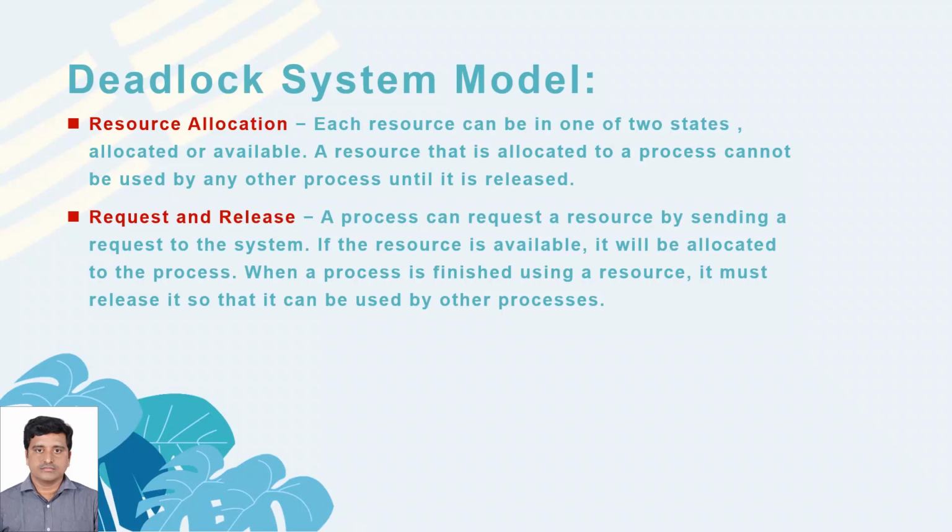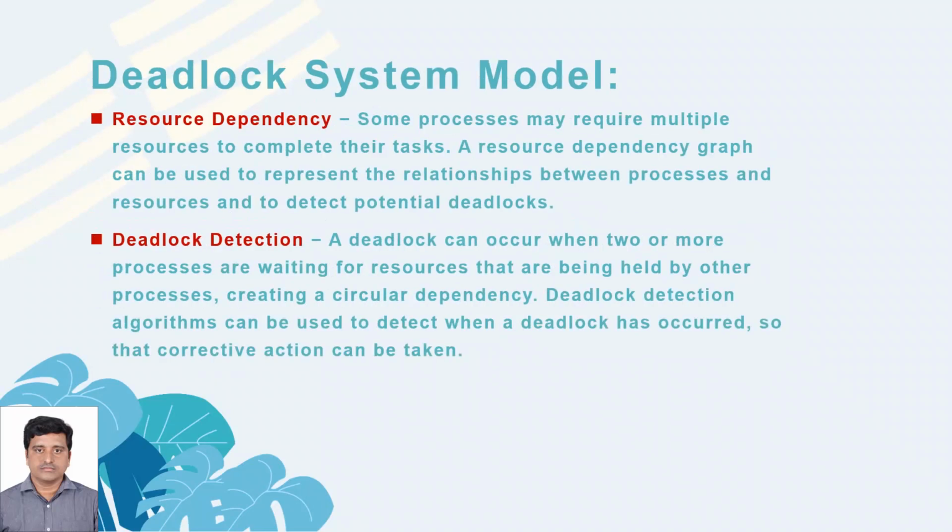Next one is request and release. Already we discussed. Request is when we request some resource, like sending a request to the system. If the resource is available, it will be allotted to the process, otherwise it is waiting. When a process finishes using the resource, it must be released so that it can be used by other processes.